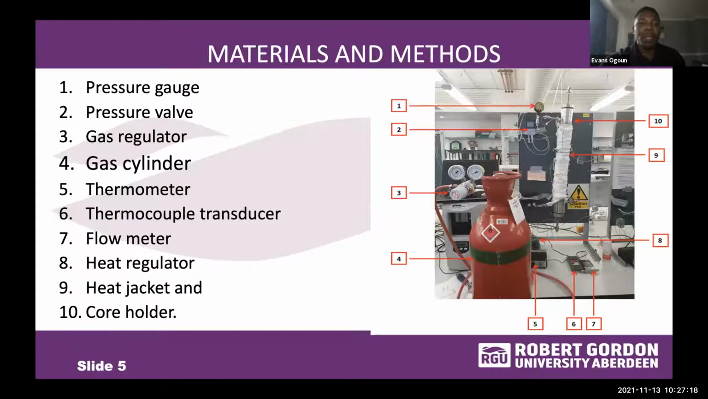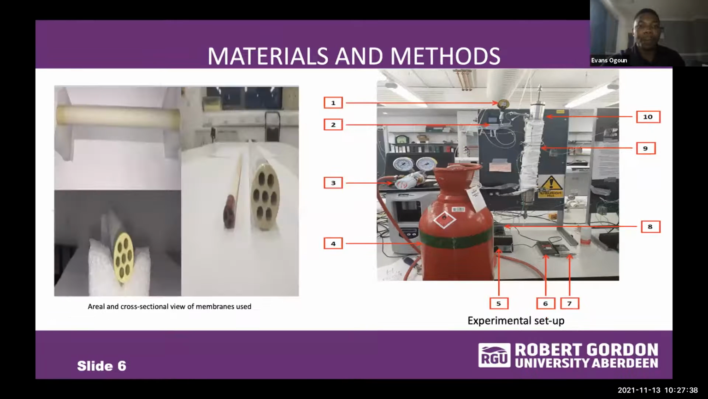The materials used for the rig setup are the pressure gauge, the pressure valve, the gas regulator, the gas cylinder, the thermometer, the thermocouple transducer, the flow meter, the heat regulator, the heat jacket, and the core holder. This is basically the cross-section view of the membrane used for the experiment. And this is the experimental setup.